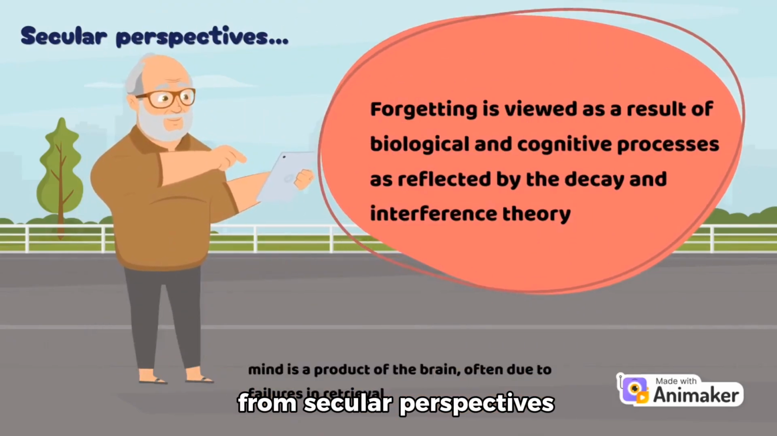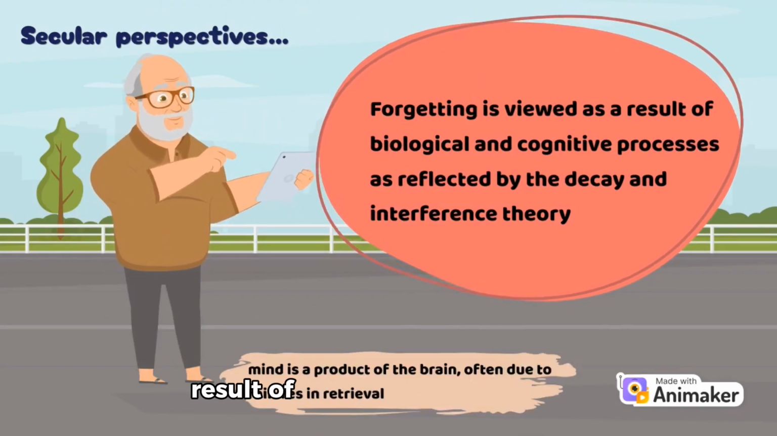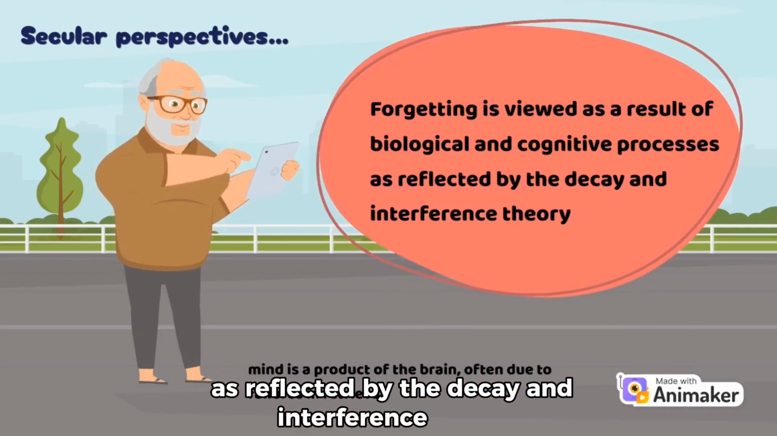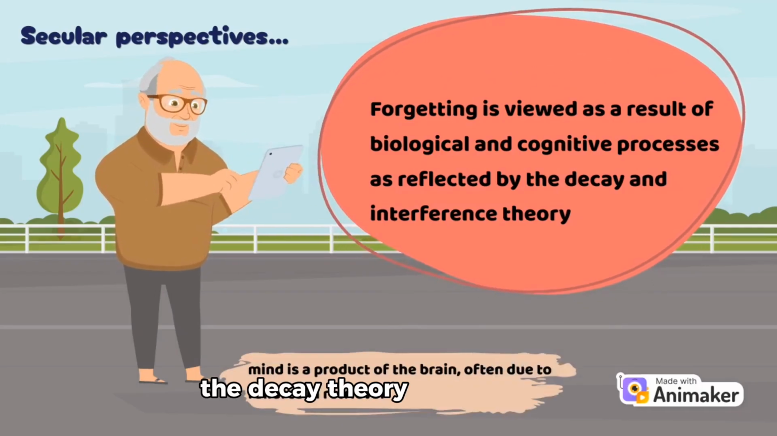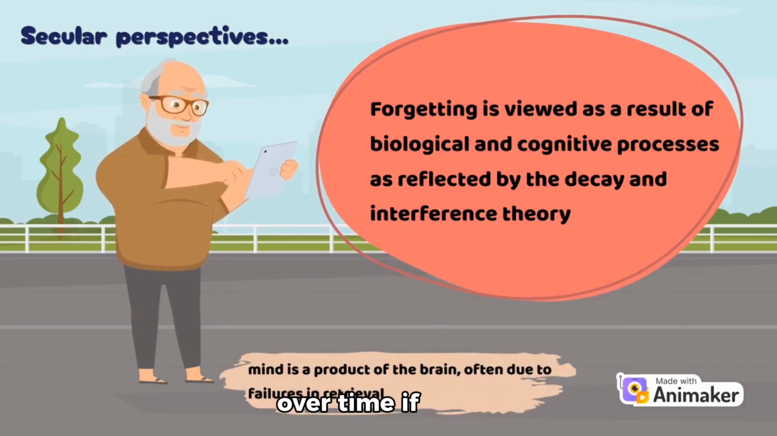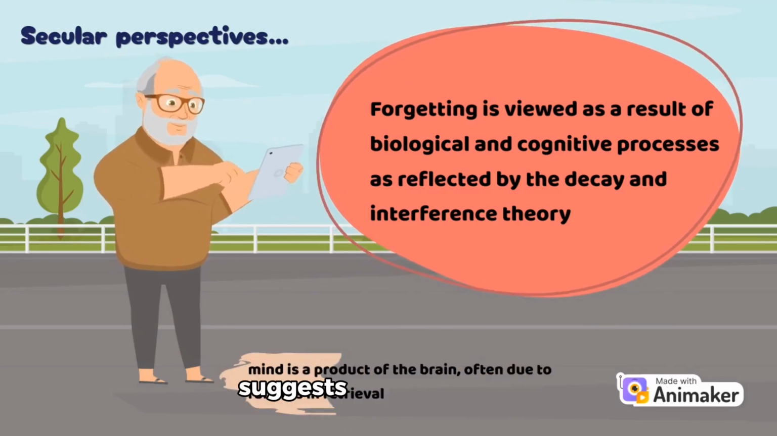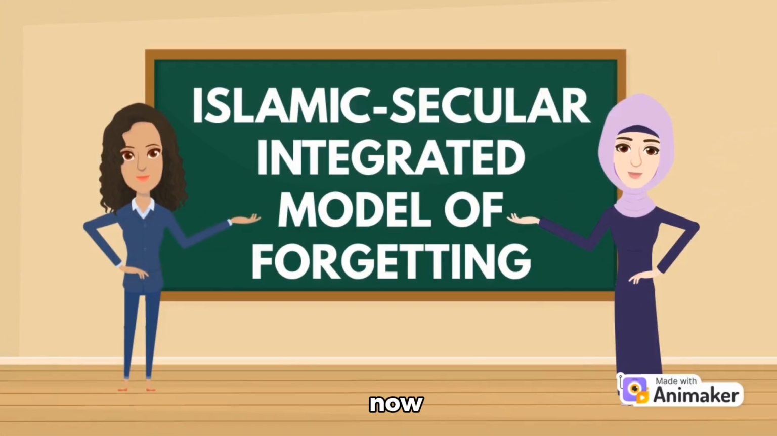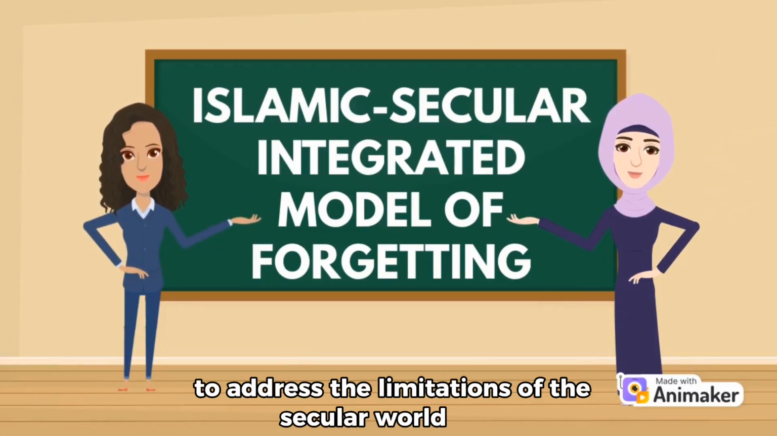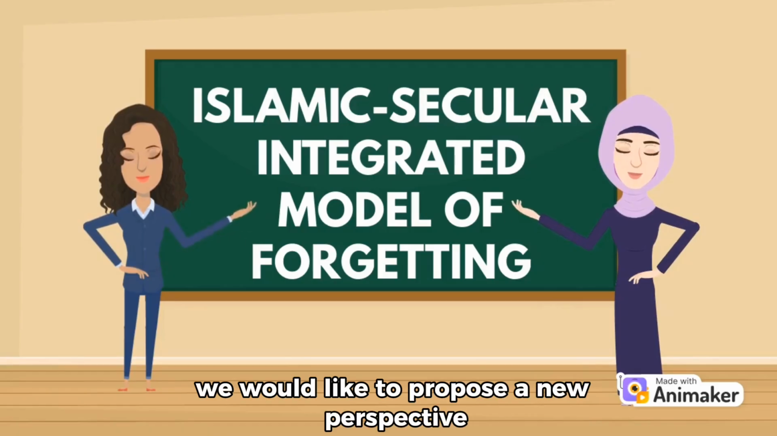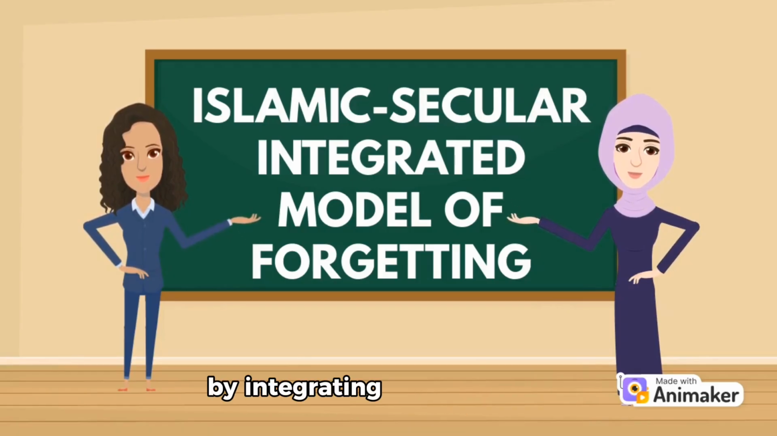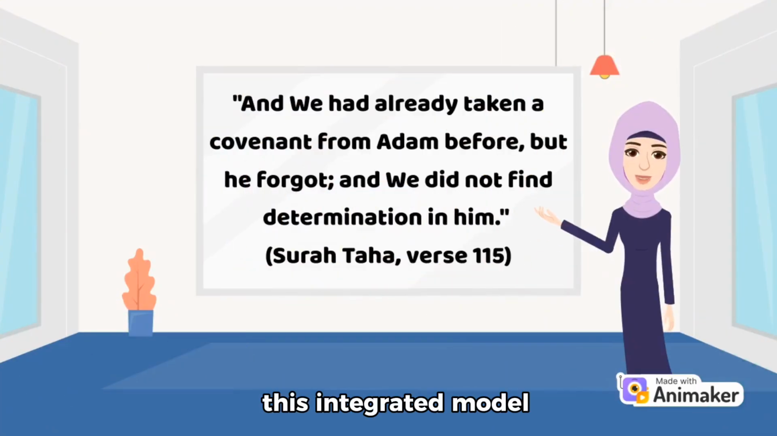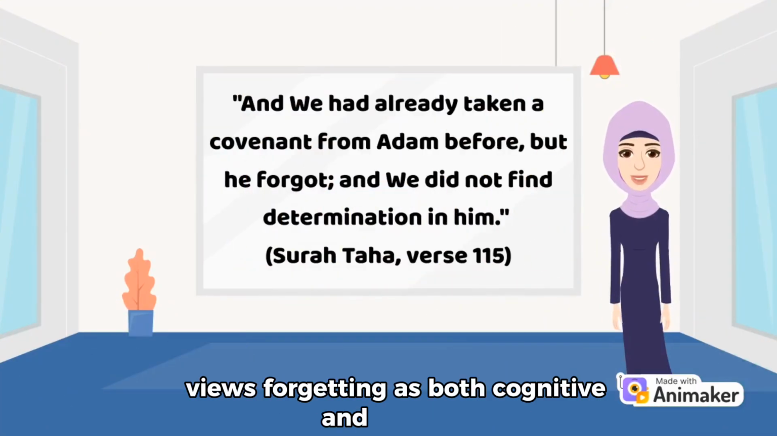From secular perspectives, forgetting is viewed as a result of biological and cognitive processes, as reflected by the decay and interference theory. The decay theory indicates that memory weakens over time if unused, while interference theory suggests how new or old information disrupts memory retrieval. Now, to address the limitations of the secular worldview, we would like to propose a new perspective to understand forgetting, by integrating the Islamic and secular worldviews. This integrated model views forgetting as both cognitive and spiritual.